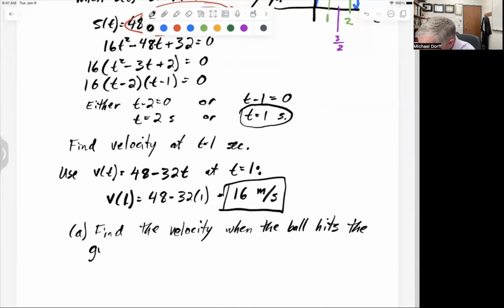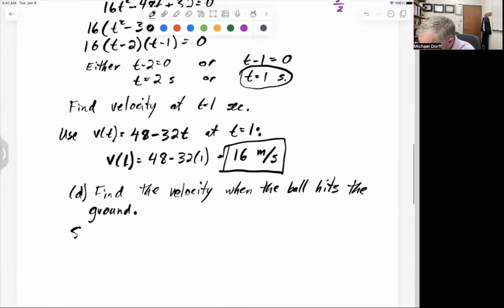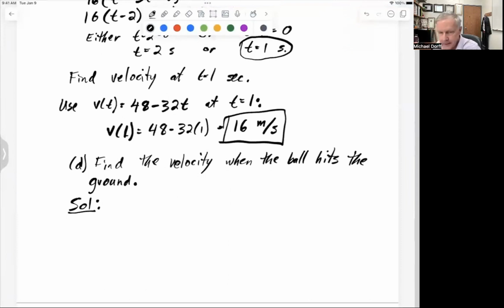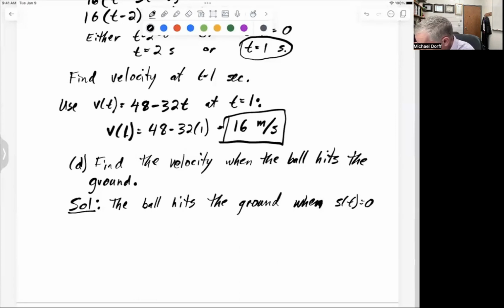The last one I want to do is find the velocity when the ball hits the ground. All right, so again, this one, like parts B and C, has multiple parts. So we have to first figure out what time it hits the ground, and then we can plug that into its velocity formula to figure out the velocity. All right, so when does the ball hit the ground? Well, it's going to hit the ground when the height is 0. So the ball hits the ground when s of t equals 0.